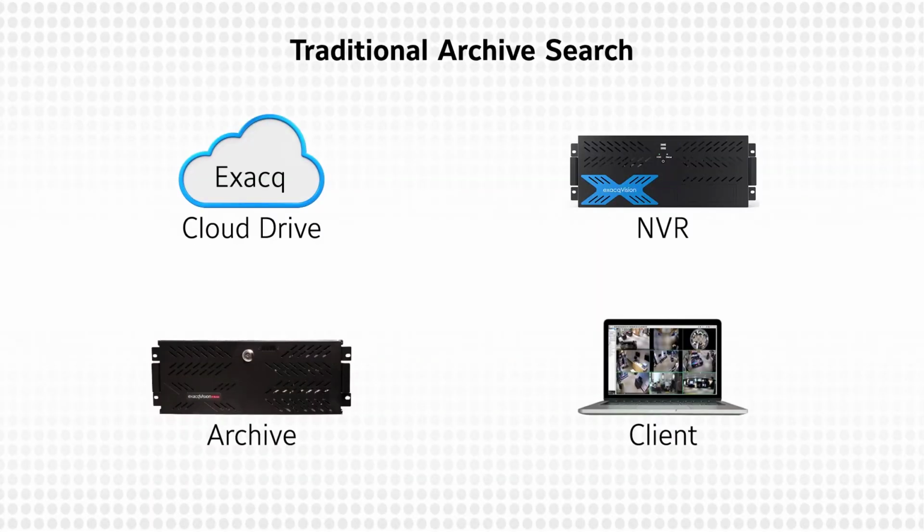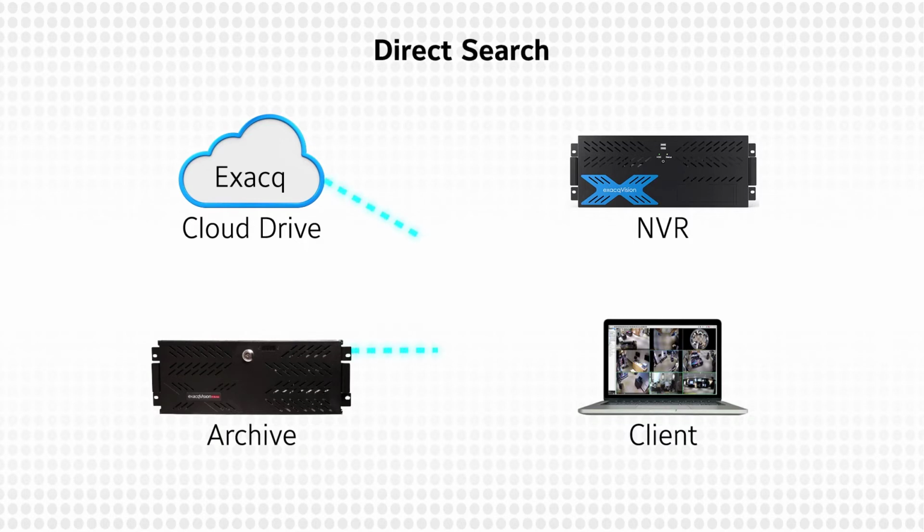When using direct search, however, the client can communicate directly with the archive. This can speed up video downloads as well as reduce overall network bandwidth usage since the client talks directly to the archive. Additionally, since the client can communicate directly with an archive source such as an ExacqVision S-Series server or your cloud drive account, video stored on the archive can be searched even if the ExacqVision NVR is offline or temporarily unreachable.